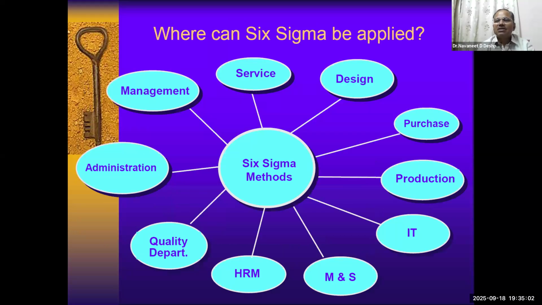Which all industries can Six Sigma be implemented in? On the left hand side, you can see it could be implemented in administration areas, in middle and top level management, in the service industries, even in the design of certain products. Even in the purchase department, it can be done. In the production lines, in several manufacturing units, it could be done. It could be done in IT industries and mergers.